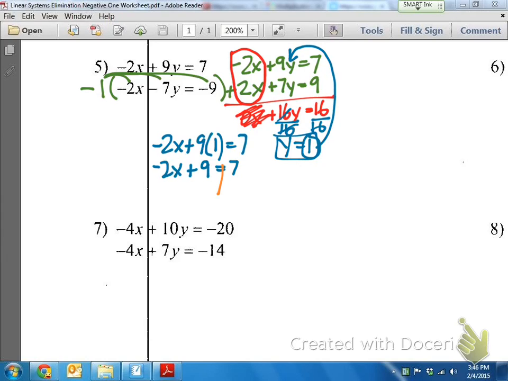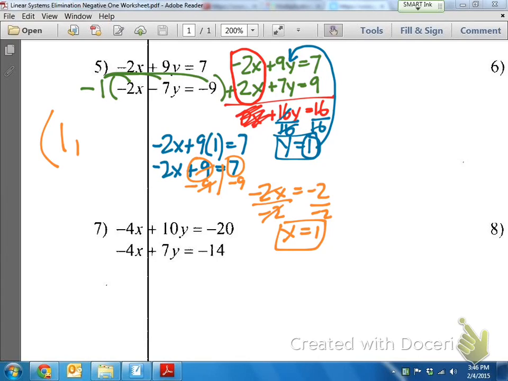All right, and then I have to combine 9 and 7. They're on different sides, so let's subtract 9. And I'm going to get negative 2x equals negative 2. So we divide by negative 2 on both sides, and x equals 1. So x equals 1, y equals 1. My final answer, of course, is an ordered pair. X first, then y.